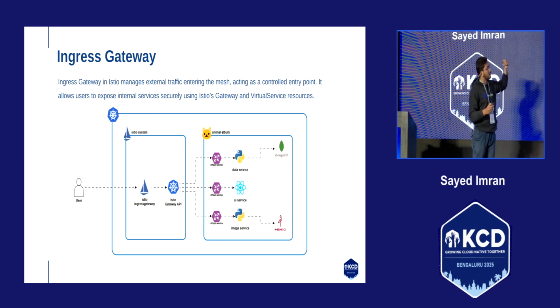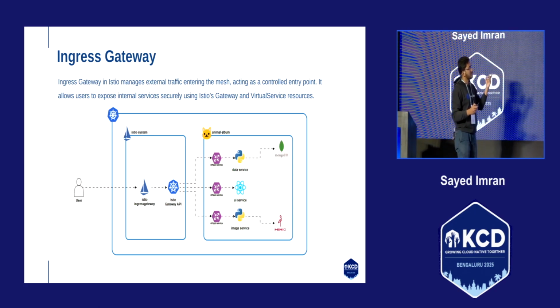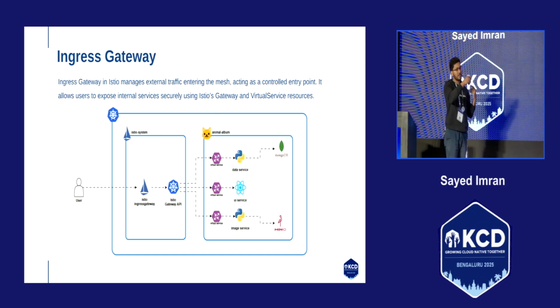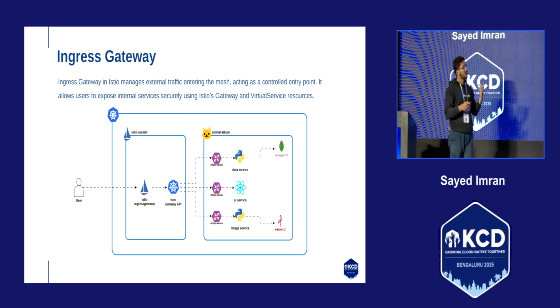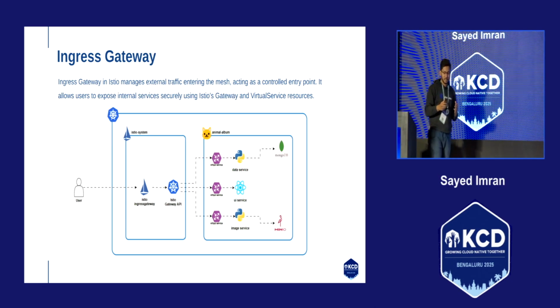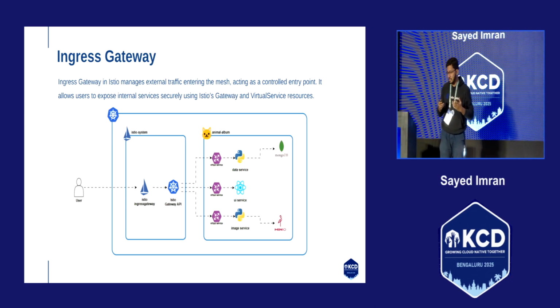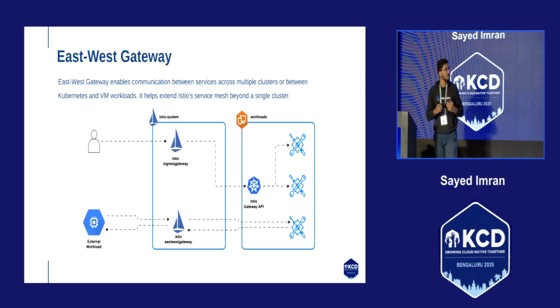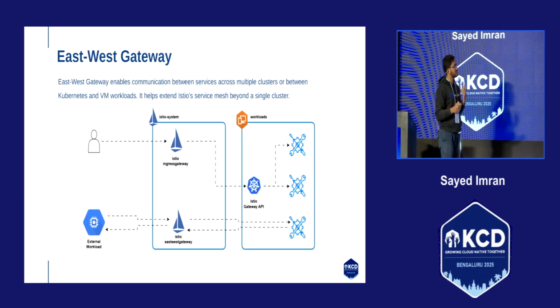You can see from the diagram as well. The user goes through the ingress gateway. The user request goes to the ingress gateway, and all the traffic is served to your workload, right? So it is something pretty similar to Nginx, how the Nginx ingress controller works. And the second one, the east-west gateway.